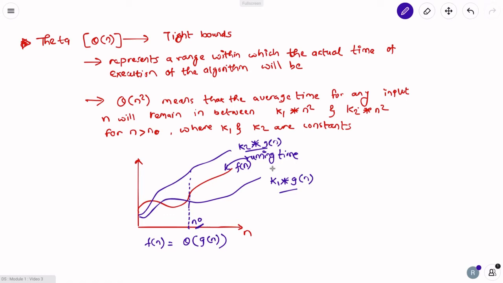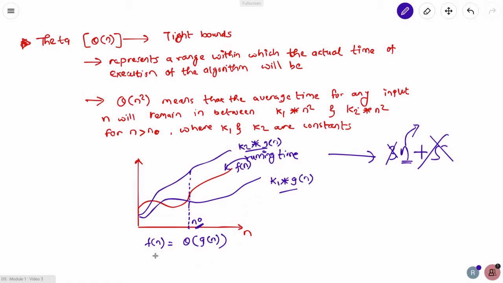Now in each and every case you can see that only for n greater than n0 these things are valid. This is because, as I said, when n goes larger, this factor in the actual running time doesn't play any role. So if we have running time as 3n plus 5, when n goes larger, this factor doesn't play any role. That's why when n becomes greater than n0, or when n crosses some threshold value, this thing holds true.